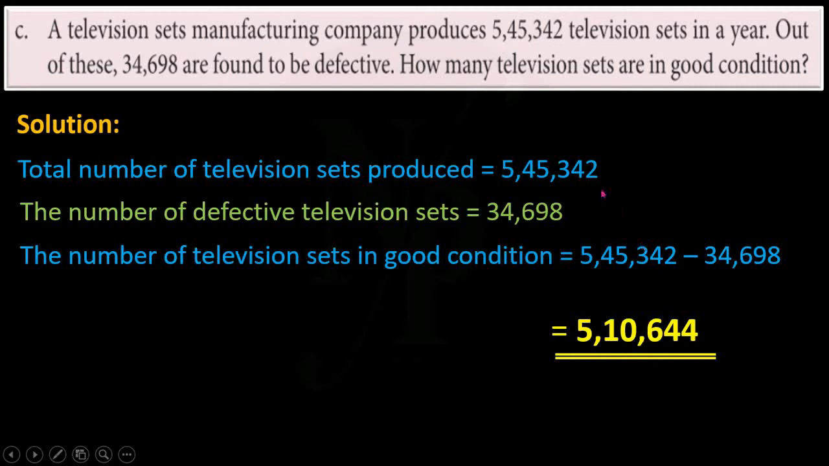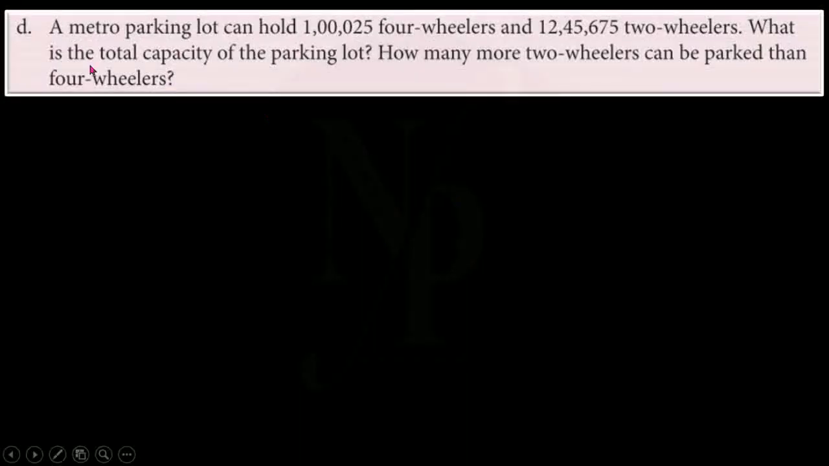So along with the solution of this problem, the calculation of the difference should also be present in your notebook. Now let's move to the next question. D. A metro parking lot can hold 1,25,000 four-wheelers and 12,45,675 two-wheelers. What is the total capacity of the parking lot?